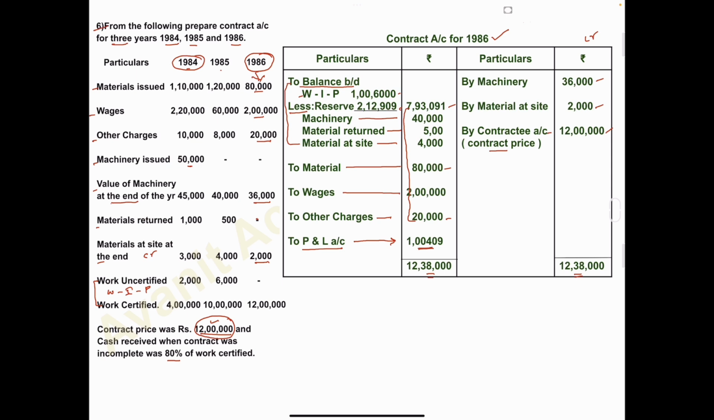When the contract is completed, the entire profit is transferred to profit and loss account. When the contract is not completed and if you got the profit, a portion of profit is transferred to profit and loss account and the remaining to reserve. Clear this point? It's very important. So got this problem? In this problem, we have prepared three accounts, one for the year 1984, one for 1985 and 1986. Such types of problems are asked for 15 marks in exams.